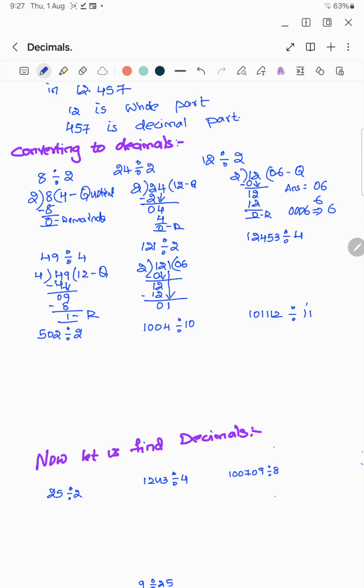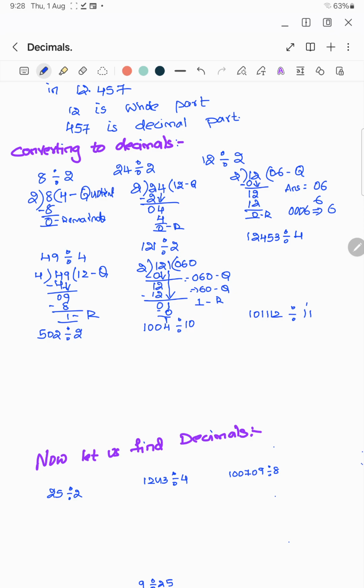So we have to check for a multiple of 2 which is less than or equal to 1. So 2 into 0 is equal to 0 because 0 is less than 1, and so 1 is the remainder. So the quotient is 060, which implies 60 is the quotient and 1 is the remainder.